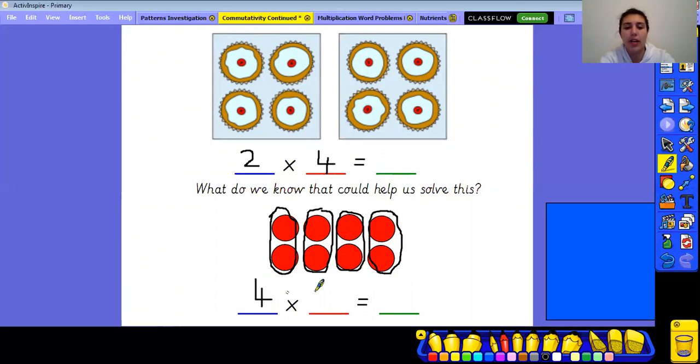So let's have a go at working that out. 4 groups of 2, well, that means I get 4 fingers to show my 4 groups, and I skip count in my 2s 4 times. So we go 2, 4, 6, 8. And our product for this question is the same because our factors are the same as the one here. They're just in the opposite order as each other.